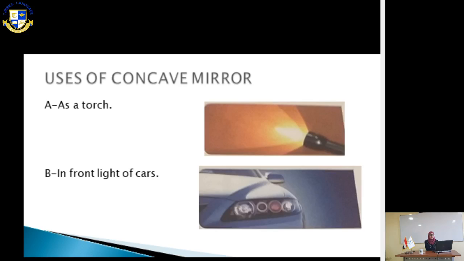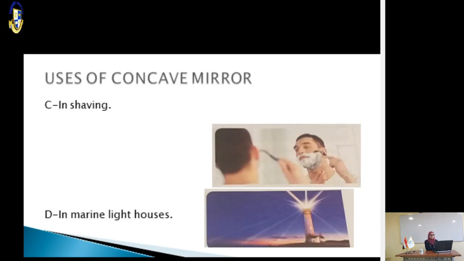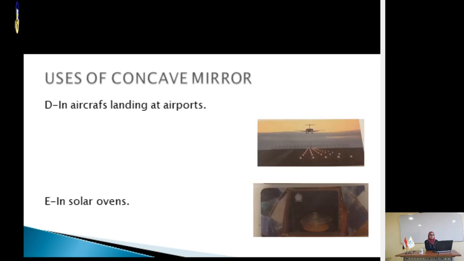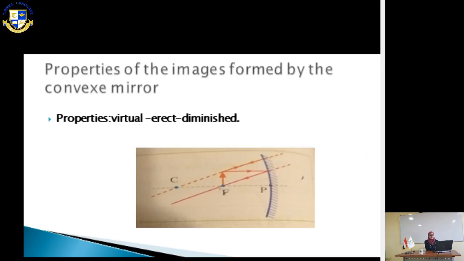Uses and importance of the concave mirror. It is used as a torch, in the front light of cars. Slide 20. Uses of concave mirror in shaving, in marine lighthouses. Slide number 21. Uses of concave mirror in aircraft landing at airports, as shown here in the figure, or in the solar ovens. Slide number 22.